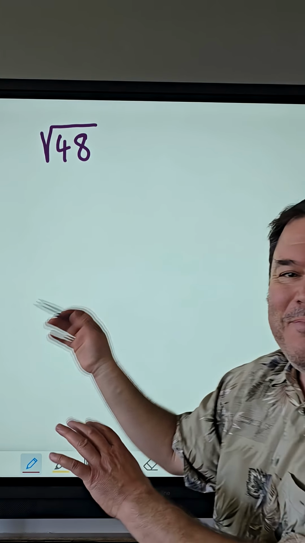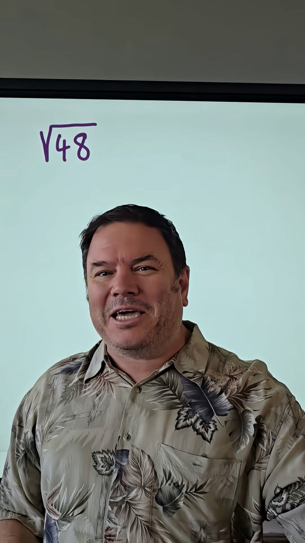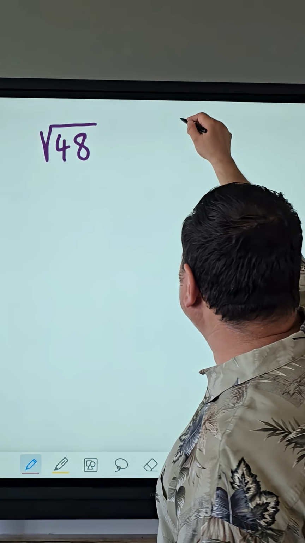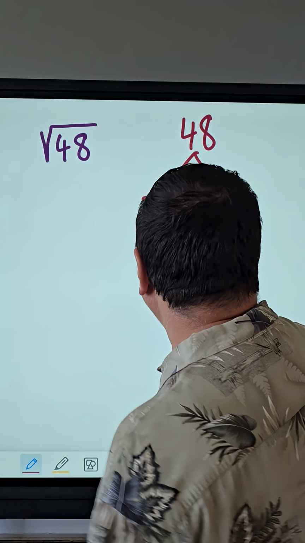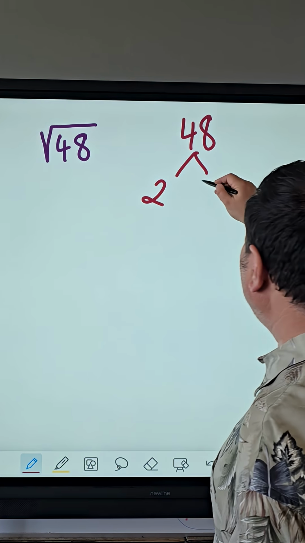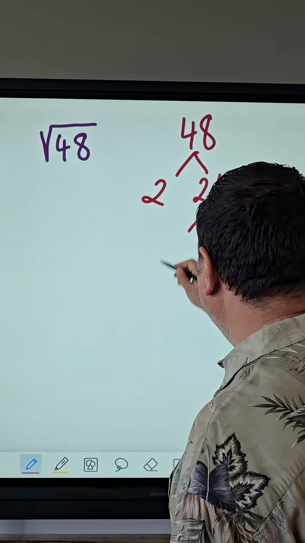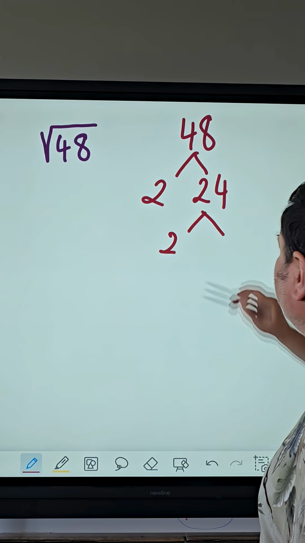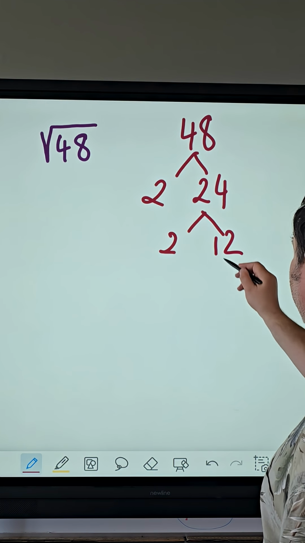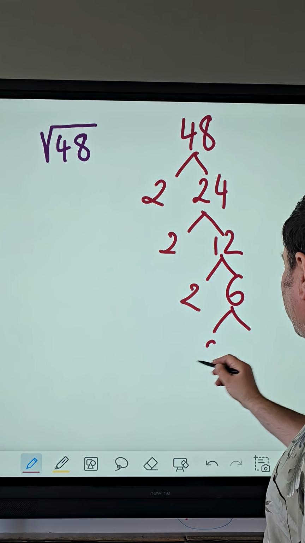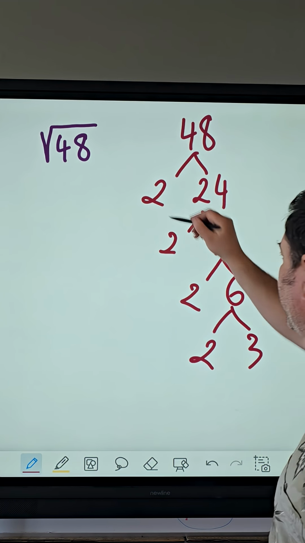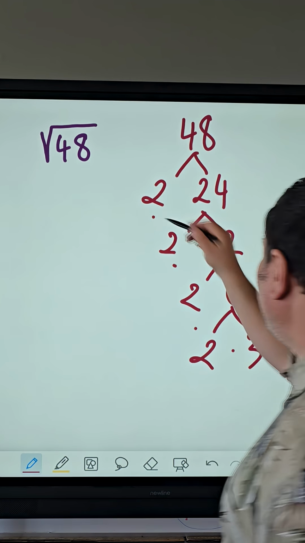Square root of 48. Again, 48 is not a perfect square. Therefore, we need to do a factor tree. Again, 48 divides by 2. Half of 48 is 24. Again, we can divide by 2. Half of 24 is 12. Half of 12 is 6. And 6 can be written as 2 times 3. So all these are the prime factors.